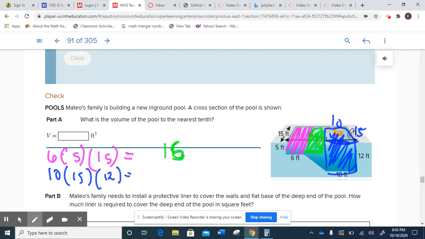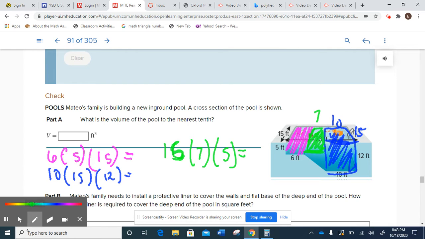My width is something that I do not know. However, I know that going all the way across the pool is 23, and I've already used 16 of it. So that means I have 7 left over. Yeah, so 7. So my width is 7, and my height or my depth is still 5. So there's that other section.